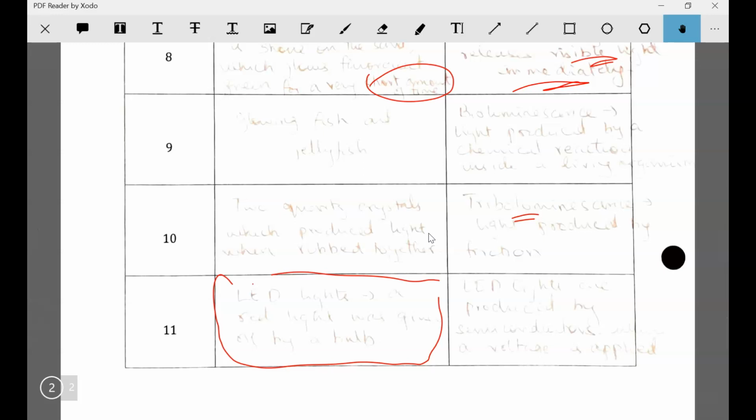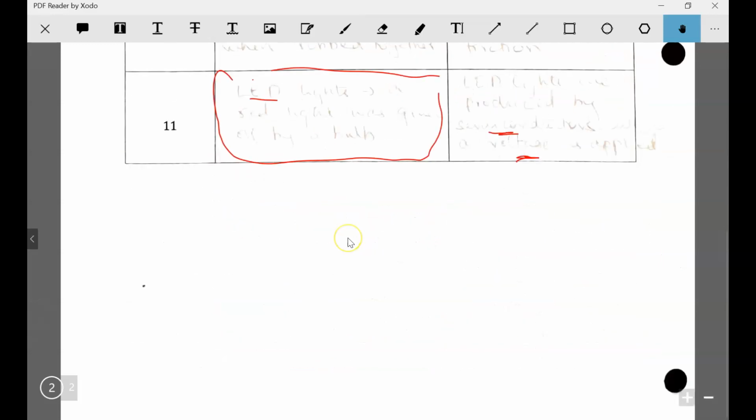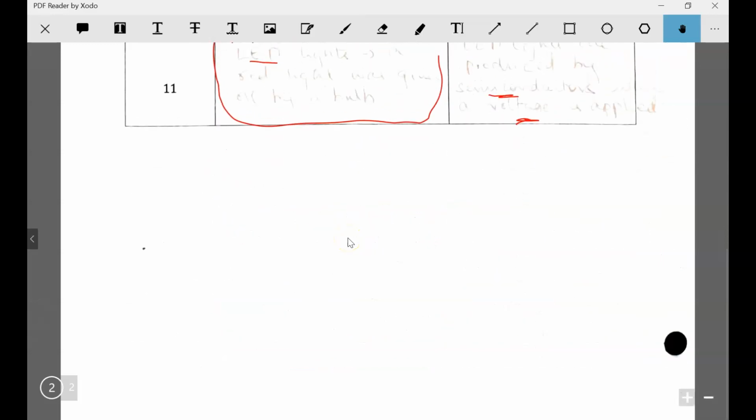Well, it's not like the fluorescent lamps, which are bright white and look like they're filled inside with an opaque, translucent gas. This was just a small Christmas light kind of thing, and we know LEDs are produced by semiconductors when a voltage is applied. So that was the lab that we did. Hopefully everybody's okay with that.